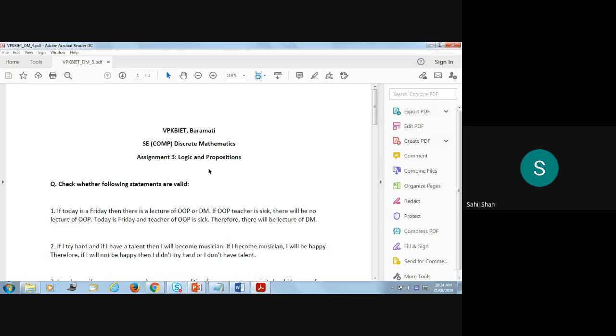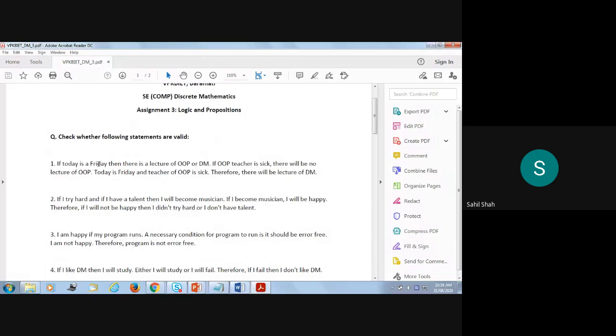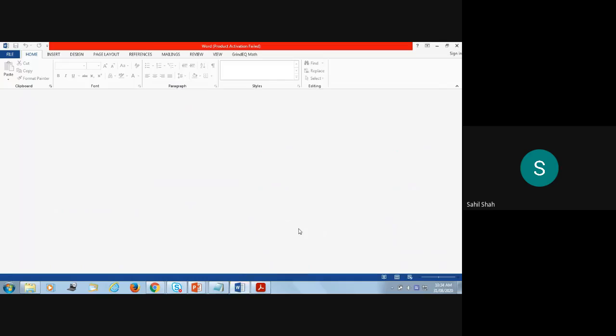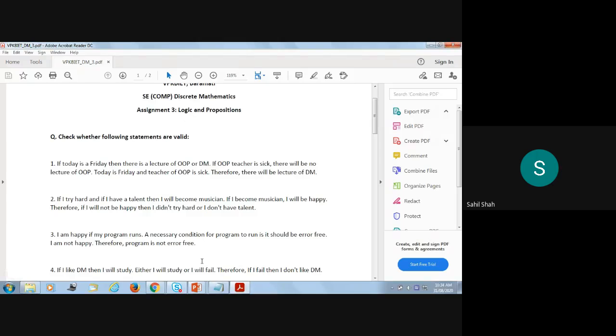Yeah, this is awesome. Many of you are having confusion. Confusion meaning I think you were not able to place this in any of the laws, and that was your main confusion. I could learn that from many of the queries. So what is given? If today is Friday, then there is a lecture of OOP or DM. If OOP teacher is sick, there will be no lecture of OOP. Today is Friday and teacher of OOP is sick, therefore there will be lecture of DM.